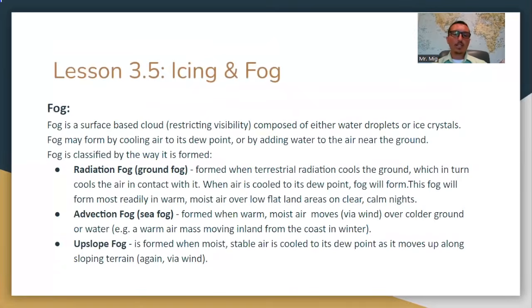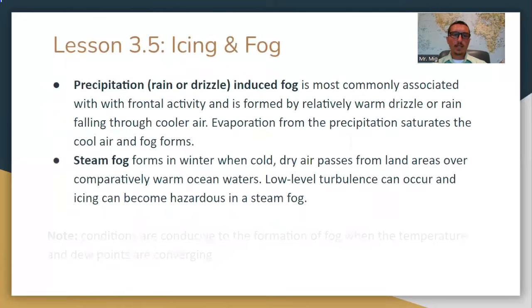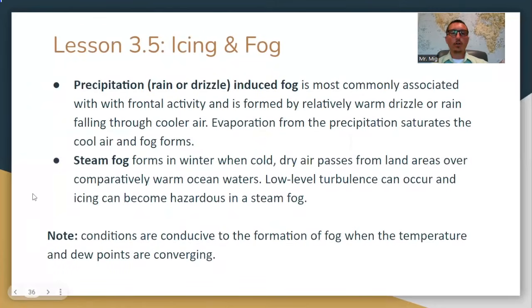Precipitation-induced fog. I would say these first three are the ones I see on the practice questions the most. Then I've seen steam fog on there some too. Just saying, write them all down though. Okay, precipitation-induced fog is most commonly associated with frontal activity, and is formed by relatively warm drizzle and rain falling through cooler air. Evaporation from the precipitation saturates the cool air and fog forms.